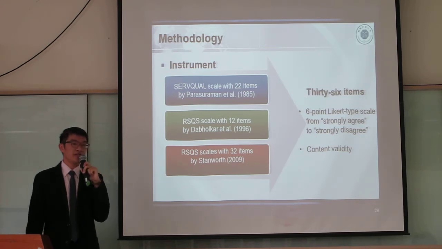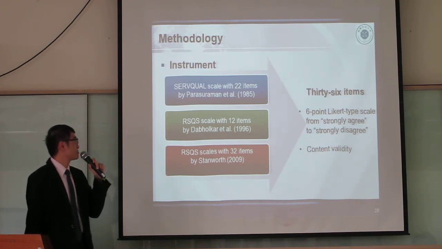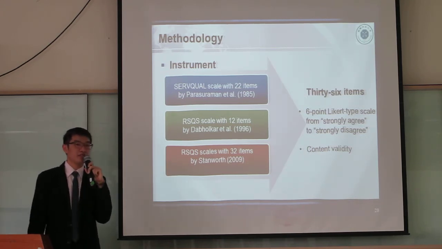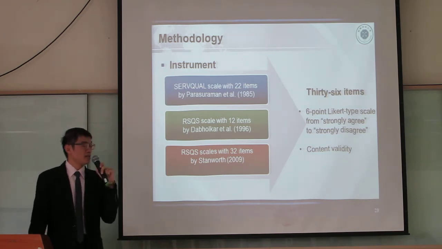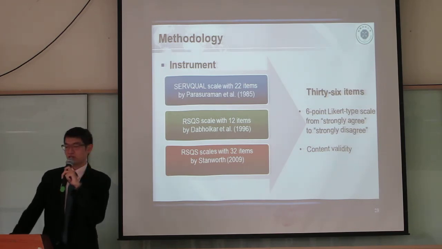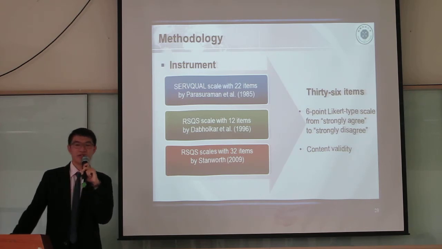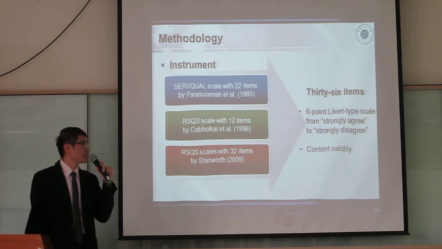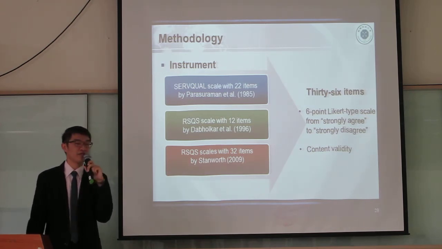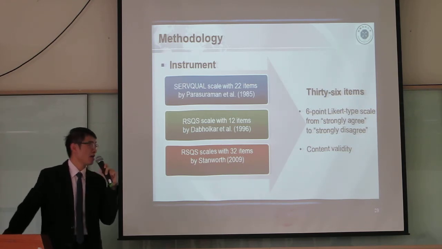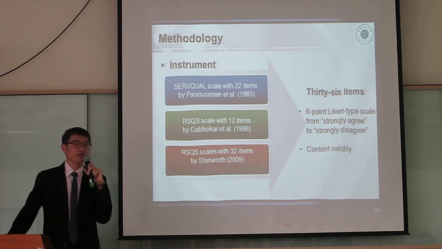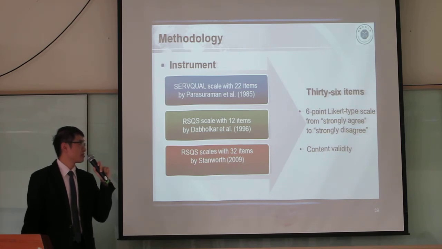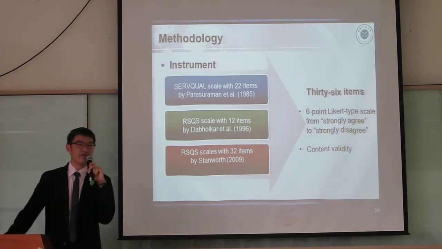Instrument. In this study, we will adopt 3 service quality instruments. And in this questionnaire, we will have 36 items with a 6-point Likert type scale from strongly agree to strongly disagree. And according to prior research instruments, these questionnaires have concept validity.